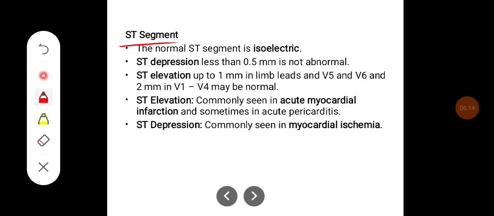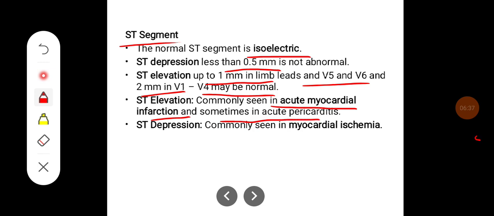The ST segment is the isoelectric line. ST depression of less than 0.5 mm is not abnormal. ST elevation up to 1 mm in limb leads and V5, V6, and 2 mm in V1 to V4 may be normal. ST elevation is commonly seen in acute myocardial infarction and sometimes in acute pericarditis. ST depression is commonly seen in myocardial ischemia.